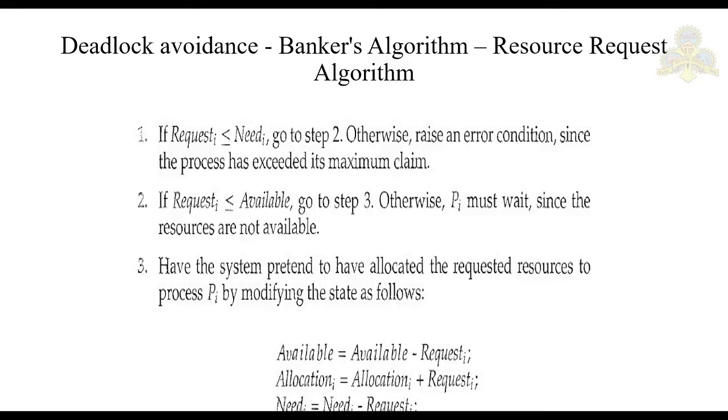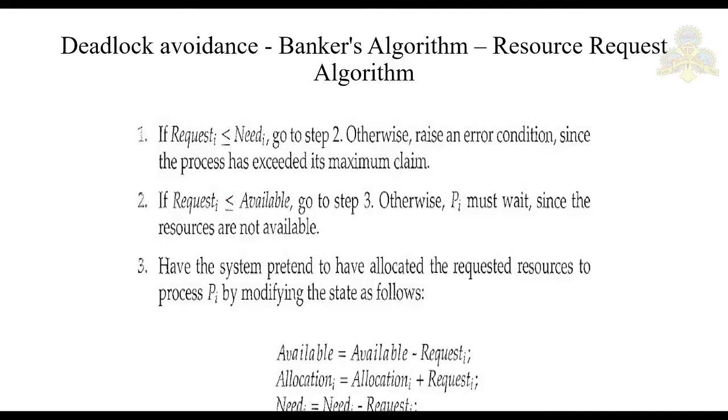So in the first step, Request of i is checked along with your Need. Whatever request a process makes for resources, the count of those instances, is checked whether it is less than or equal to the need of that particular process. If this is true, we'll come to the second step.